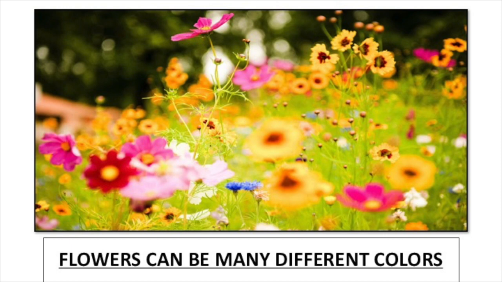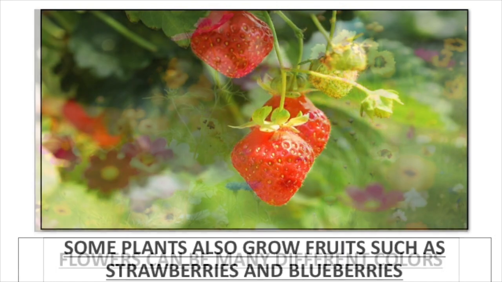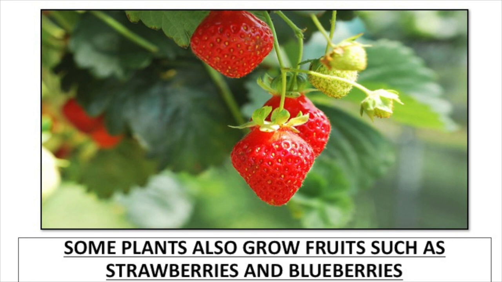White. And where are all the colours from? Flowers. All of the different colours in this picture are the flowers. And that's what makes the picture look pretty. Some plants also grow fruits, such as strawberries and blueberries. What fruits can we see in this picture? What colour? Red strawberries, yes. Red strawberries grow on plants.